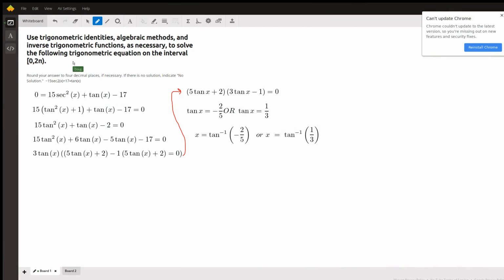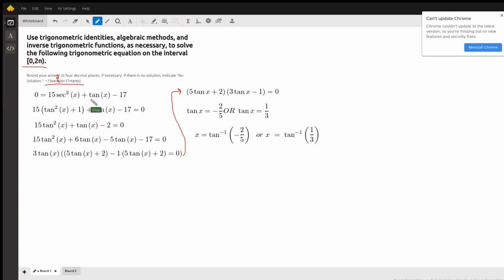Okay, we're trying to solve this trigonometric equation where this little 2 is a secant squared for x, all values of x between 0 and 2 pi, including 0. So the first thing I did here was move the negative 15 secant squared and the plus 17 to the right side of the equal sign, because I don't like to work with a leading coefficient that's negative.